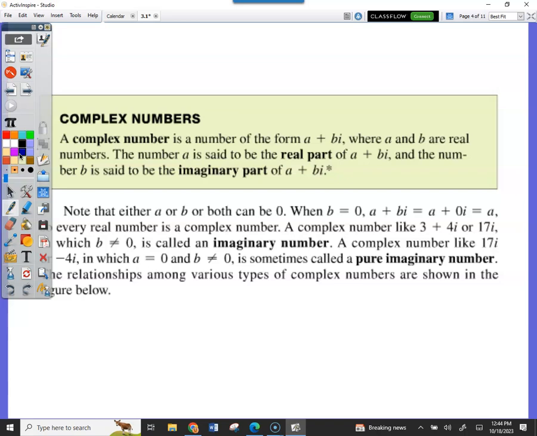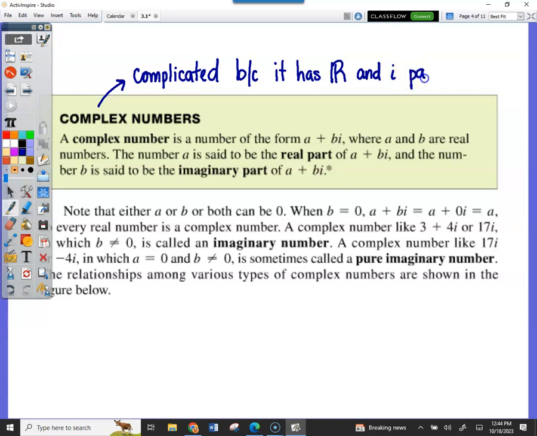All right. Look at this slide. What is the number called if an i is involved? A complex number. Okay? How do you remember this? Well, it's complicated, because it has real and imaginary parts.